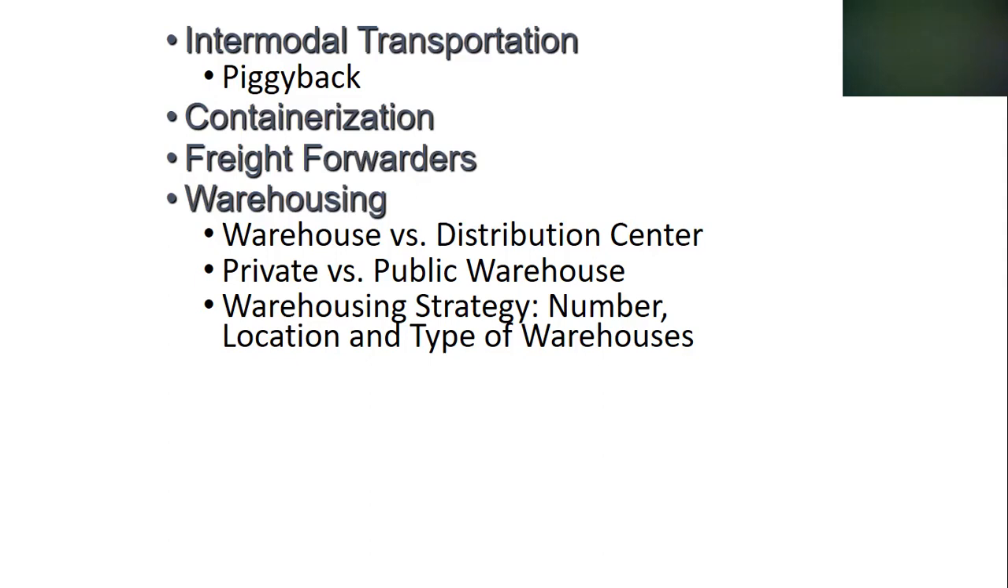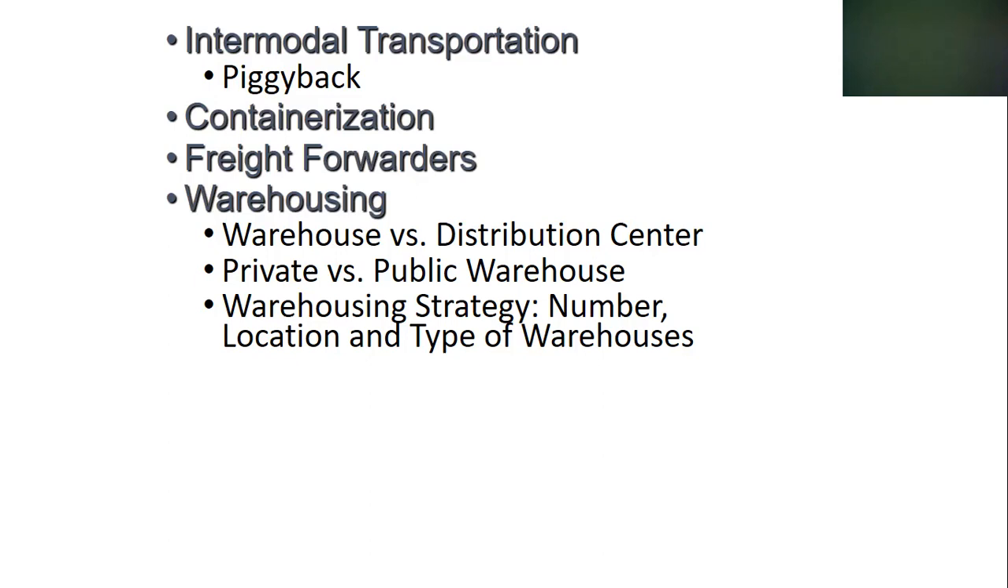Warehousing strategy: where to make it, how big to make the warehouse, capacity of the warehouse, condition of the warehouse, infrastructure of the warehouse, furniture of the warehouse, and other transportation required. Number: how many; location: where; and type of warehouses. What type of warehouse do you want to make? Is it cold, normal, or hot?